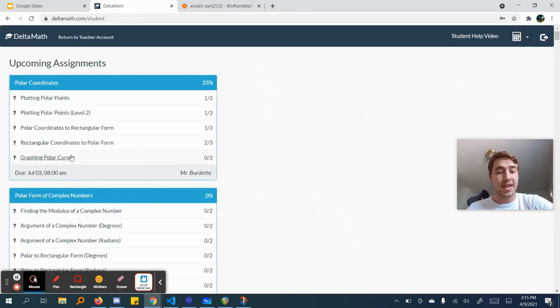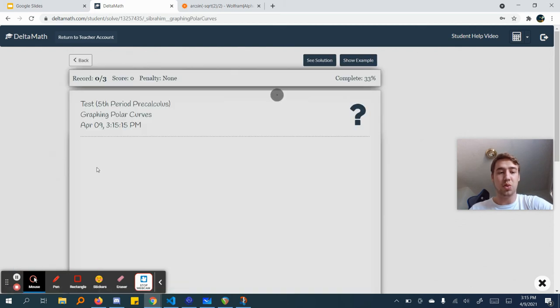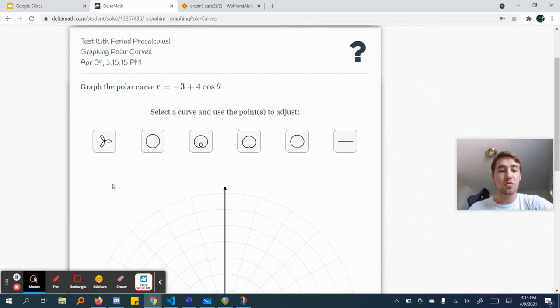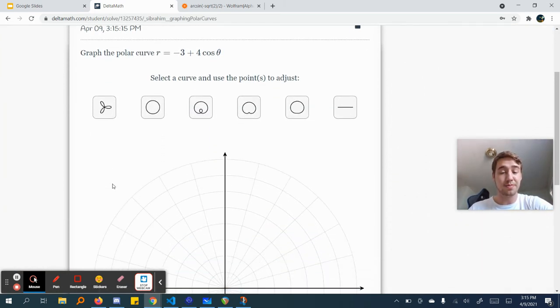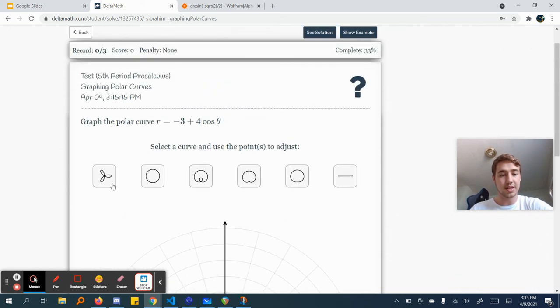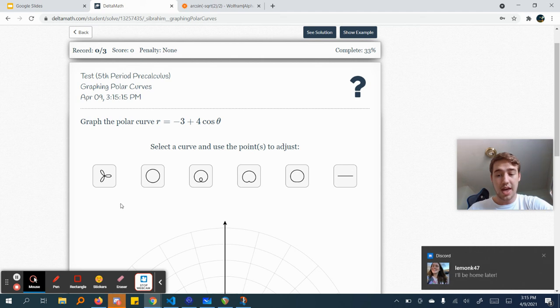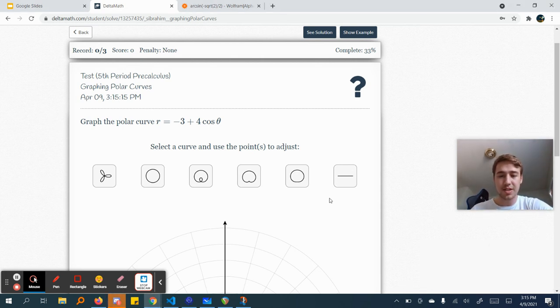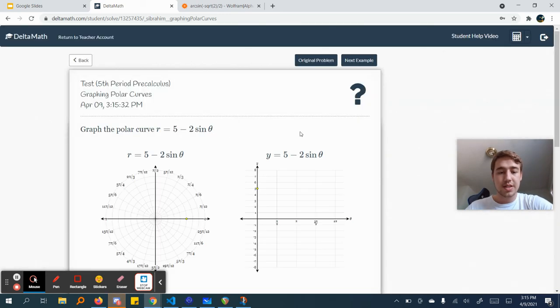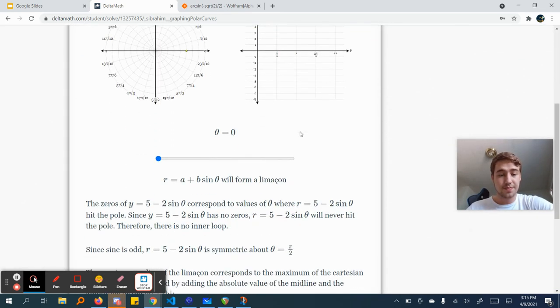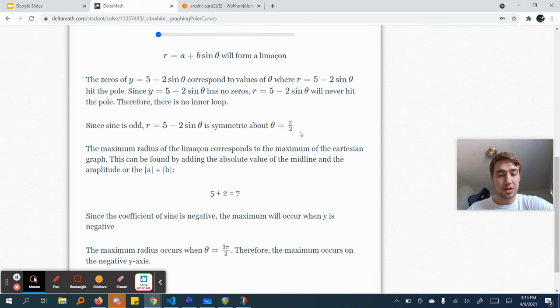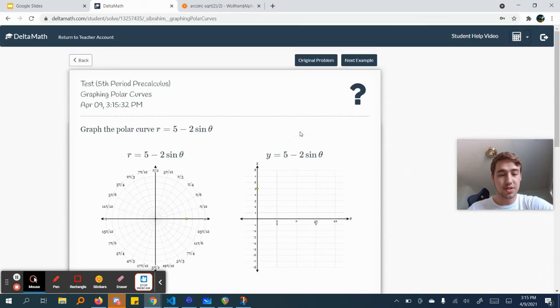Moving on to the final section on this one is graphing polar curves. We want to select a curve and use the points to adjust. Let's take a look at this. We have not actually looked much into this, so this is going to be interesting. Let's go ahead and see the examples first.